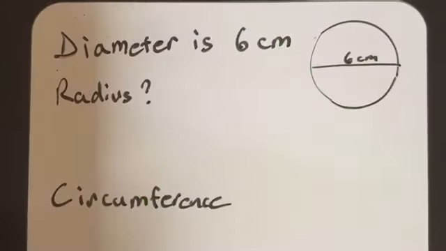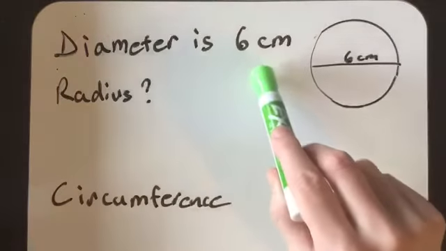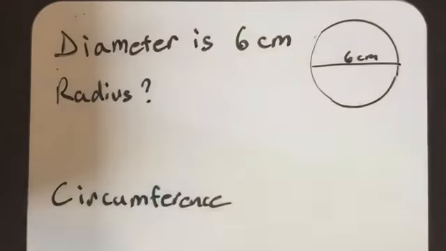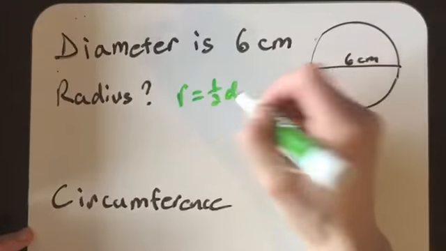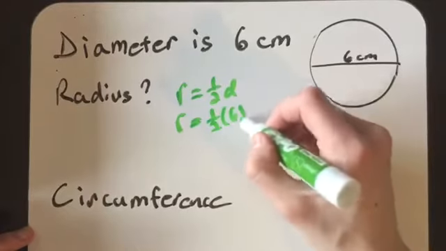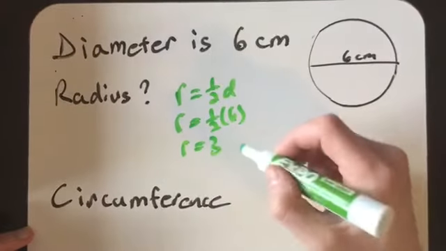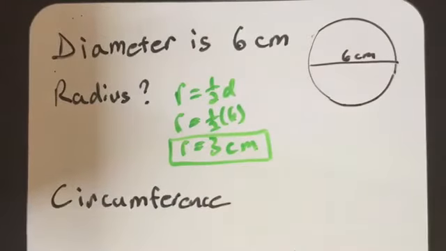Let's just do a couple of practice problems here. So the first one is we have a circle. We're told the diameter is 6 centimeters. Let's identify the radius. Okay, so we know radius is half the diameter. Well, the diameter is 6, so the radius is half of 6, which would be 3. So the radius is 3 centimeters.